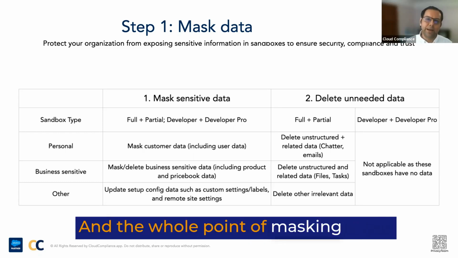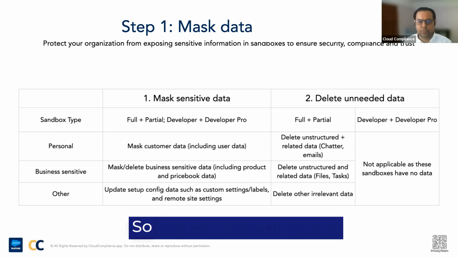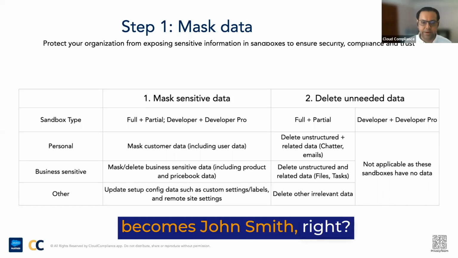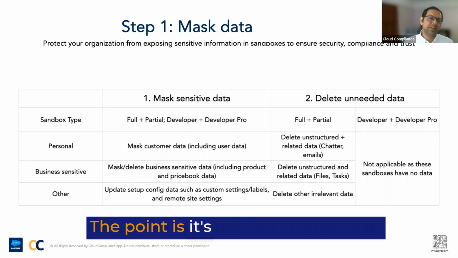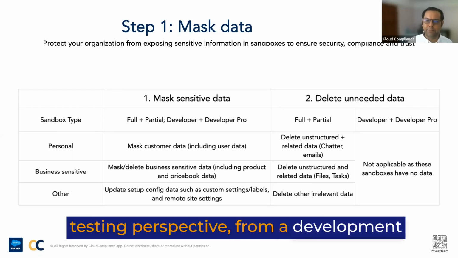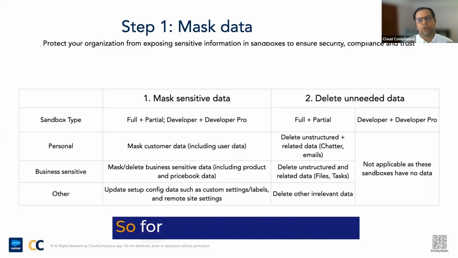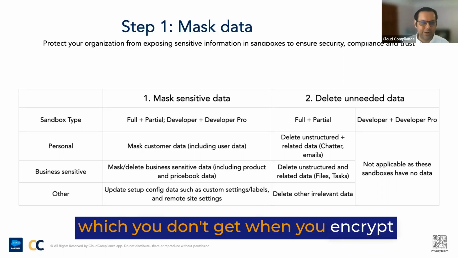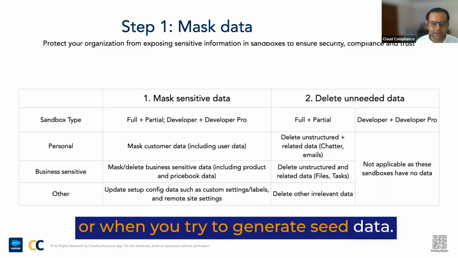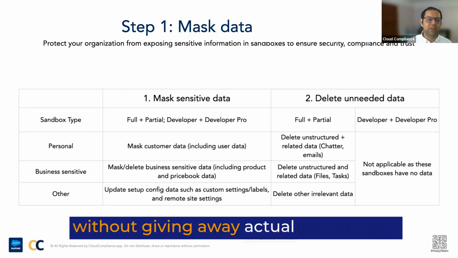And the whole point of masking is you want to keep data realistic, but not real. So maybe Saurabh Gupta becomes John Smith, right? My email address is changed to xyz@123.com. The point is, it's still very usable data from a training perspective, from a testing perspective, from a development perspective, from production support type, emergency fix test perspective. So for all the reasons we have sandboxes, this data is still relevant, which you don't get when you encrypt or when you try to generate seed data. So it's relevant. It represents the realisticness of your data without giving away actual information.